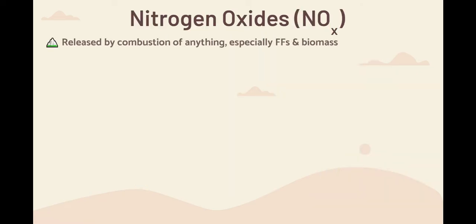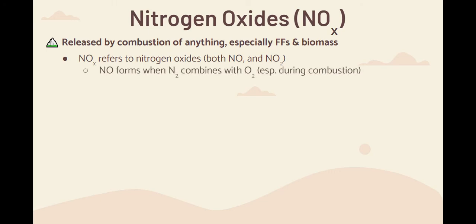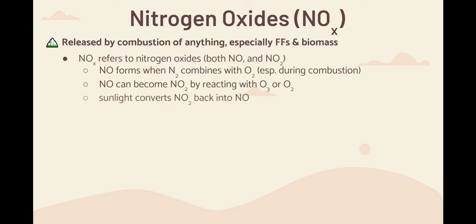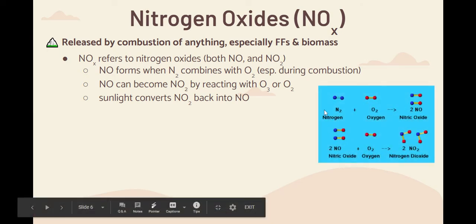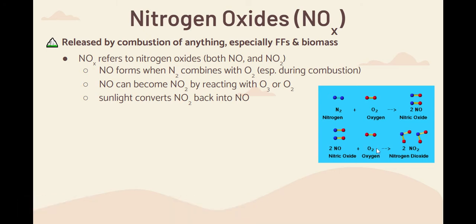Nitrous oxides are released by combustion of anything, especially fossil fuels and biomass. If you hear the term NOx, it refers to both nitrous oxide and nitrous dioxide. NO can become nitrous dioxide by combining with either ozone or with oxygen. Sunlight converts nitrous dioxide back to nitrous oxide. And so nitrogen plus oxygen gives us nitrogen oxide. 2 nitrogen oxides plus oxygen gives us 2 nitrogen dioxides.